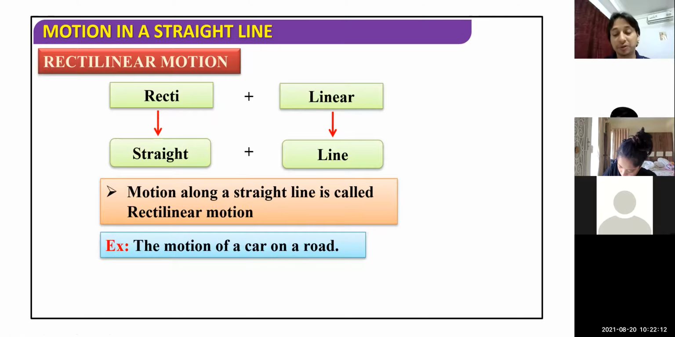Motion of a car on a road, that is a rectilinear motion, 1-dimensional motion. Remember, children, motion of a car on a straight road. Motion of a car on a road can be 2D also, but remember the condition we are taking here: a straight road. If it is a straight road, then definitely the car will go in 1 direction. So it is rectilinear.